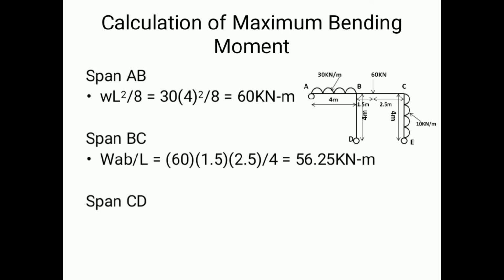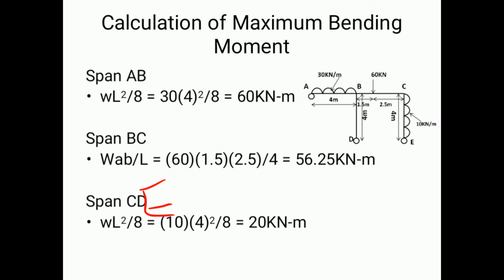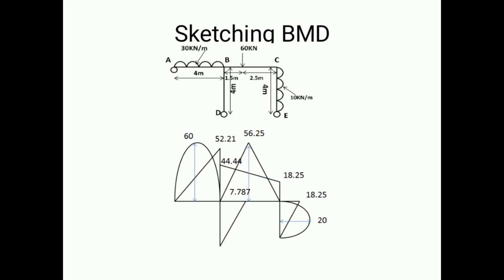Similarly for span CE in concern, it is WL square by 8. So W is 10 into 4 square divided by 8. It is 20 kilonewton meter. So this is the sketching of the bending moment diagram.